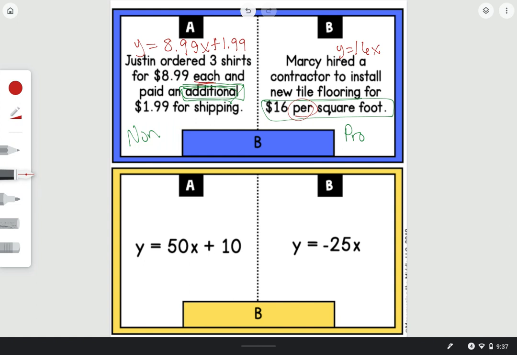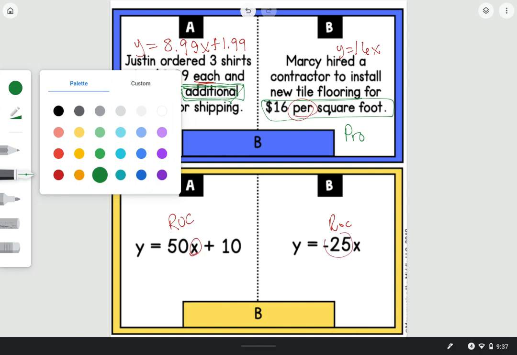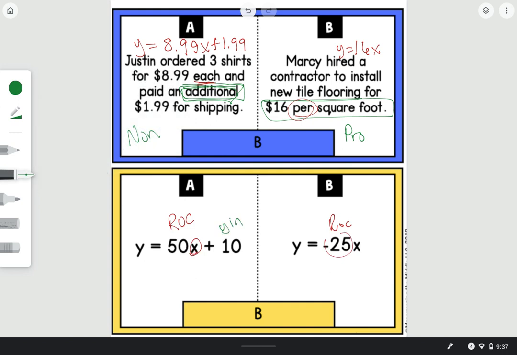And then finally, when you have a word problem, just an equation, remember the rate is the one that is attached to the x. This is the rate. And then the y-intercept is going to be the other number. So this is the y-intercept, which means it's non-proportional. This one doesn't have anything added or subtracted, so that means it is proportional.